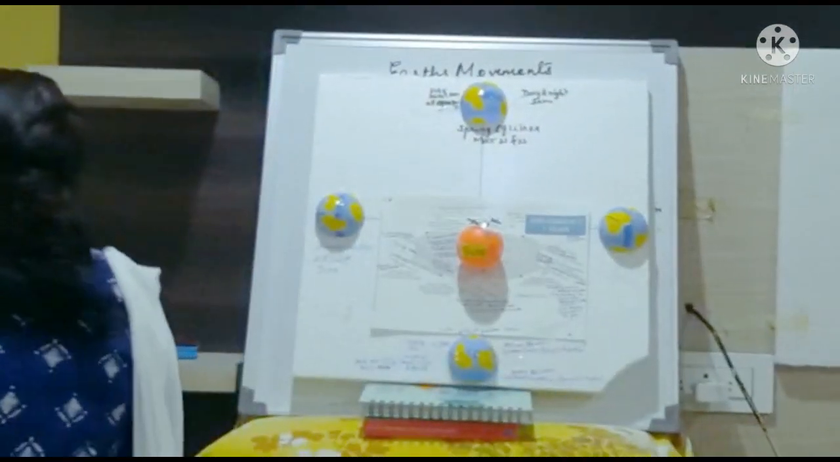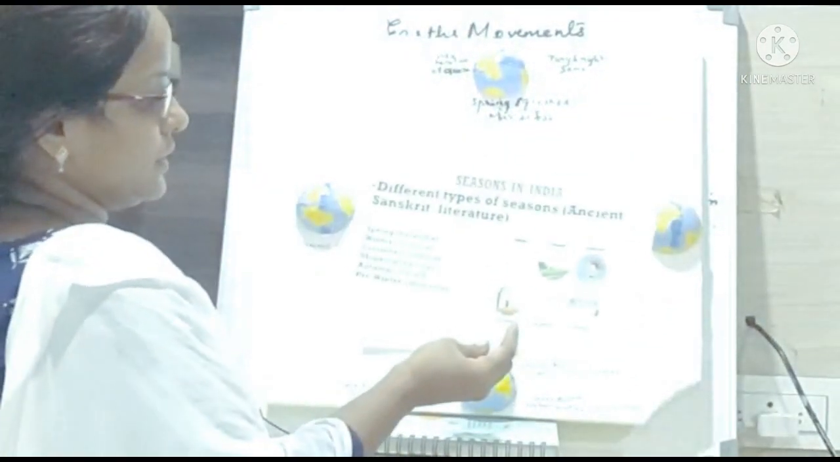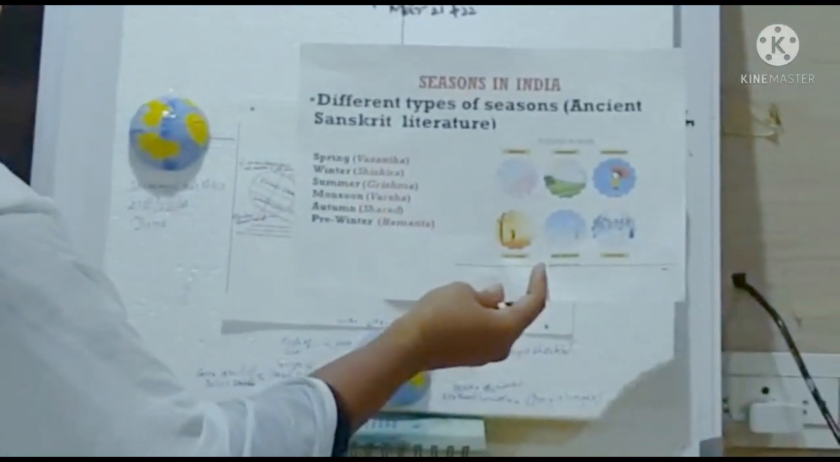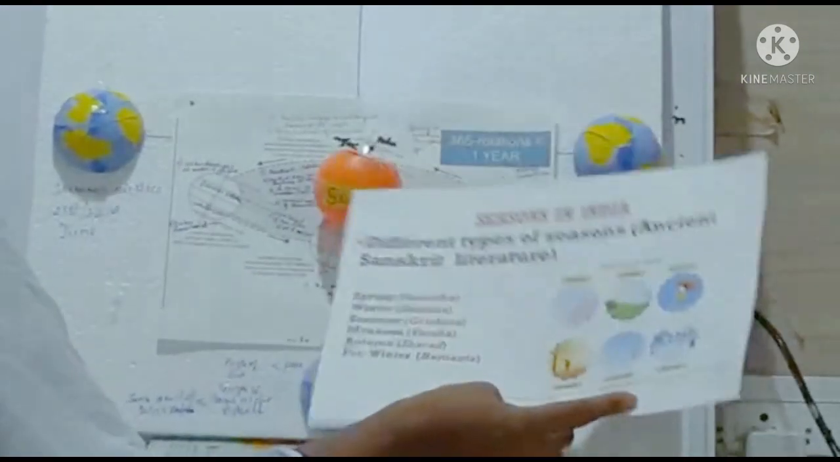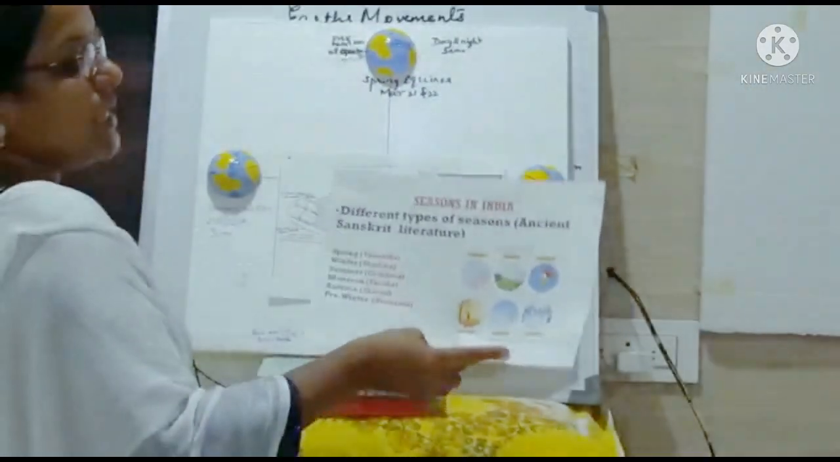And if we see in the next slide, you can see seasons in India. We have the Indian season names: spring is called Vasanta, winter Sisira, summer Grishma, monsoon we call Varsha, autumn Sharad, and pre-winter we call Hemanta Rutu. We have 6 seasons. In our ancient Sanskrit literature we call them in this way.